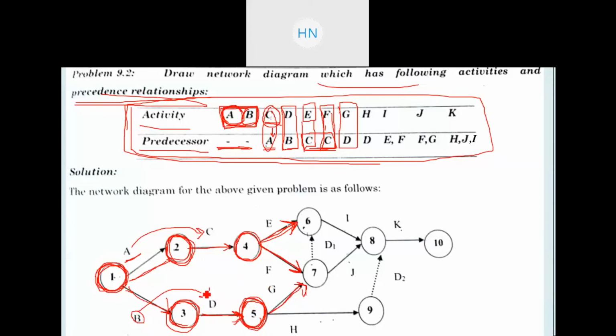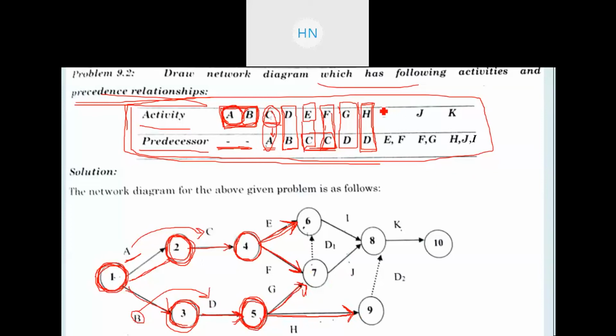So after activity D, activity H also has D as predecessor. So H can only happen if D is completed. So here we get one more activity coming out from event number 5, that is activity H, right? Because G and H have the same predecessor, that is activity D. So here we have two arrows, right?